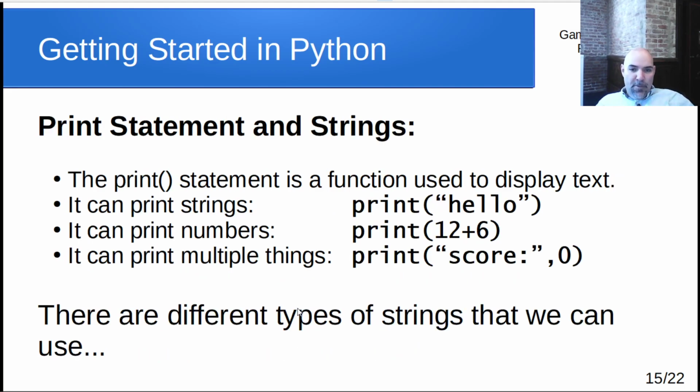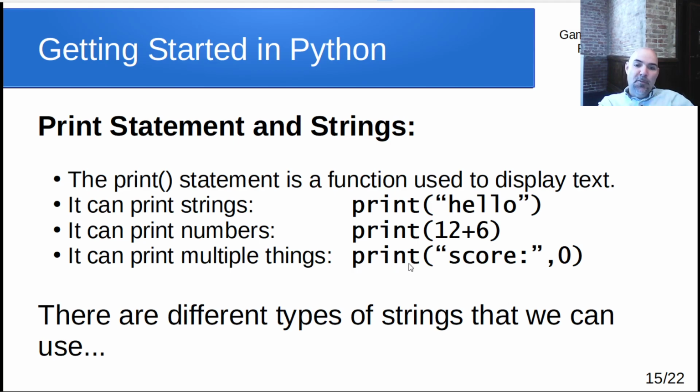A little bit more with print statements and strings. The print statement is used to display text. It can print strings, like we see here. It can print numbers, like 12 plus 6. Python will calculate that, and then print the resulting value of 18.